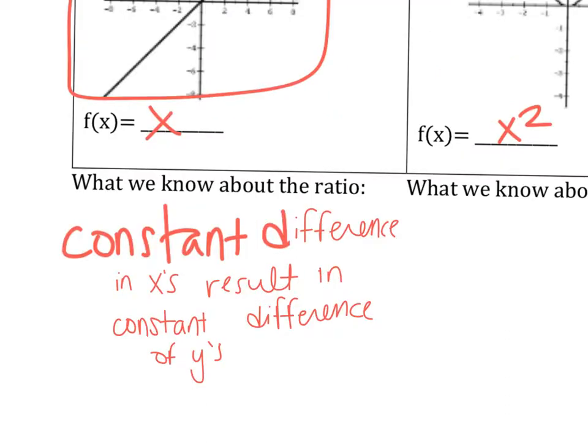For linear functions, the ratio is that a constant difference in x's results in a constant difference of y's. And here in a moment, I'll show you an example to explain what I mean by that. We will be talking about things called first and second differences. These ratio descriptions all refer to that, which you will find on the next page on example 1.